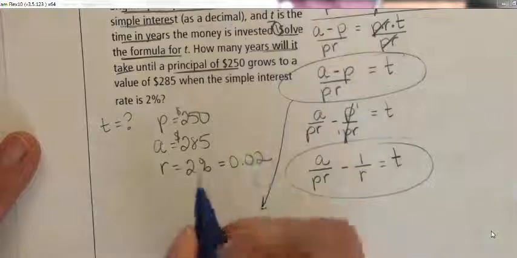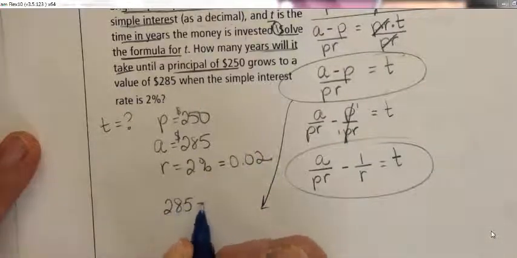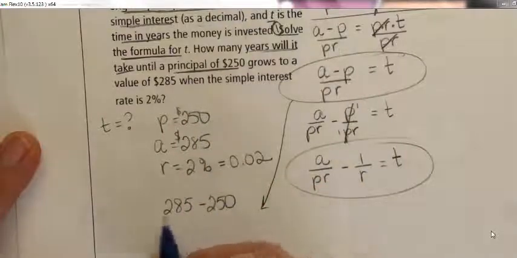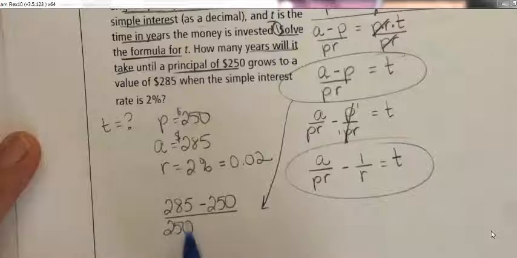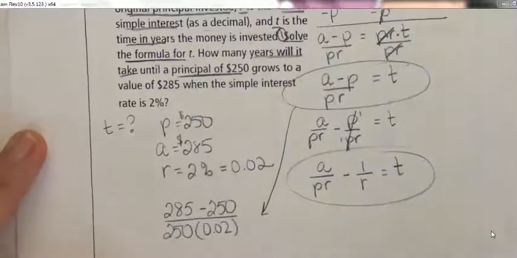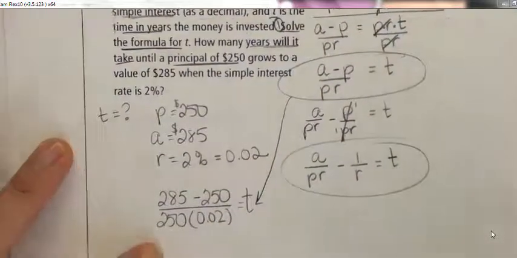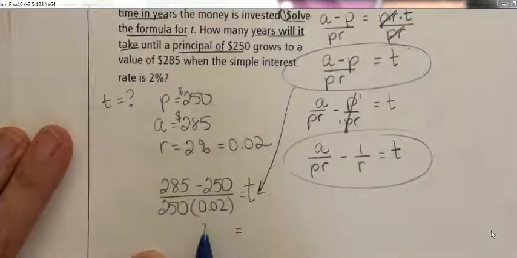All right, so A is 285. P is 250. Again, P is 250 here. Times 0.02. Okay, oops, and that's going to give me t. All right, so 285 minus 250 is going to give me 35.